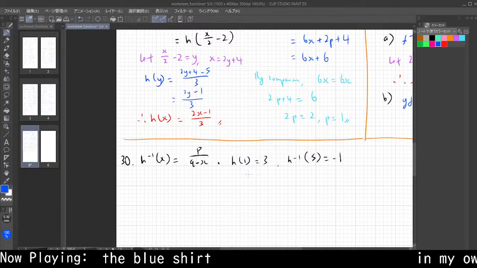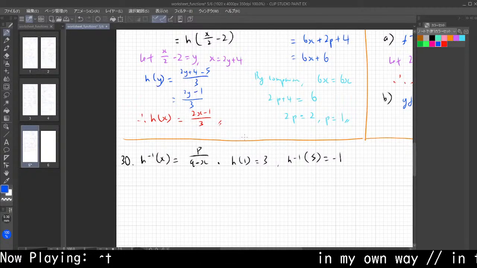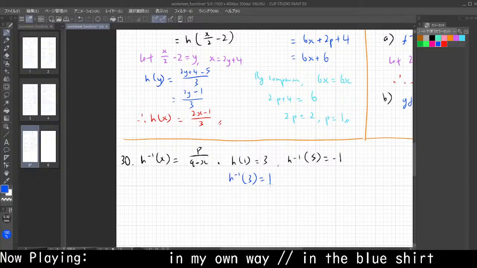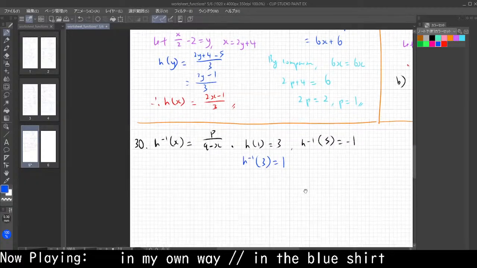The first condition seems a bit awkward because it's h, not h inverse, but we can just swap it to get h inverse anyway. So h inverse of 3 equals 1. You can do this. Okay.